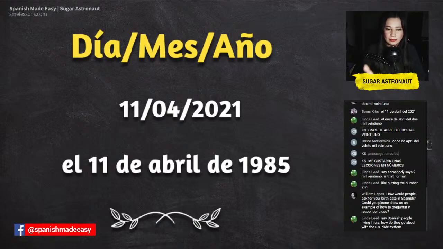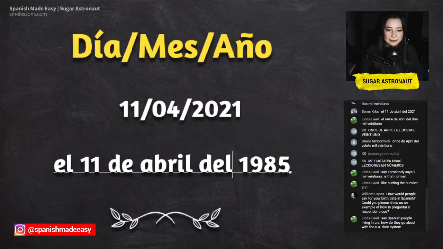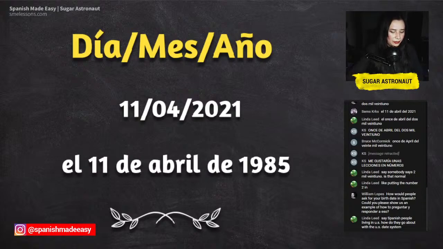Del año 1985. De 1985. So I guess in some situations you really have to use de. In some other situations, like if you're talking about the 2000s years, then you have to use del. Weird thing.